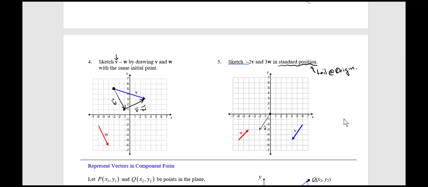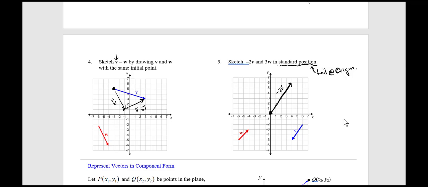We want to draw negative 2v. So it should be twice as long and go in the opposite direction. Instead of going back 2 and down 3, let's go forward 2 and up 3. That's the direction we want to travel in. But we want to go twice as far as this guy. So I'll do this twice actually. That's negative 2v. Let me erase this guy. That's our answer there.